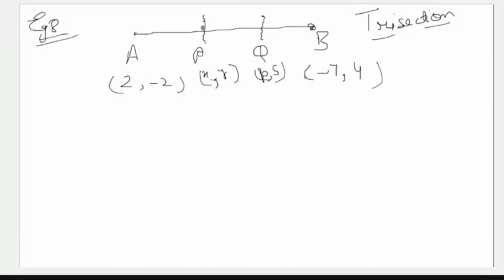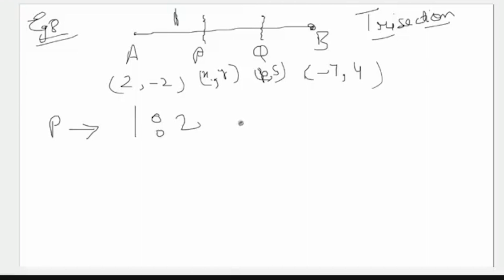Ma'am, may I tell? Yes, please. Ma'am, we can divide by 2 and 1 ratio or 1 and 2 ratio. Okay, now just only one. Tell me about P. P is dividing AB in which ratio? Ma'am, 1 is to 2. 1 is to 2. Why? How? Because it is at 1 distance from here and 2 from here.